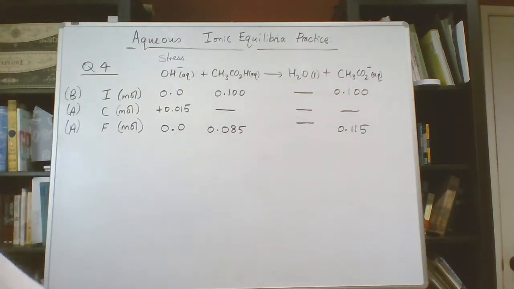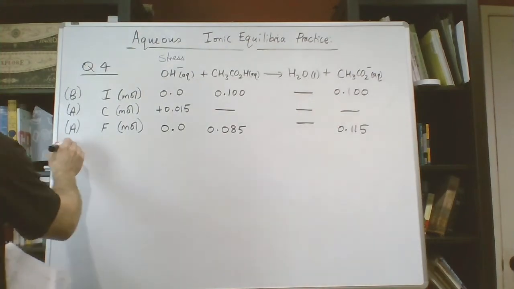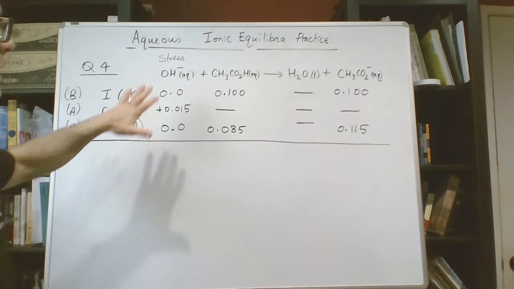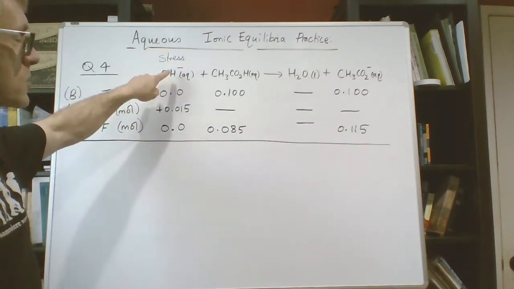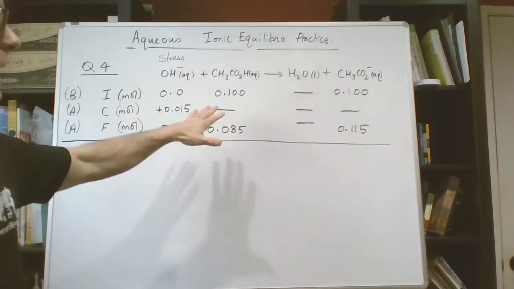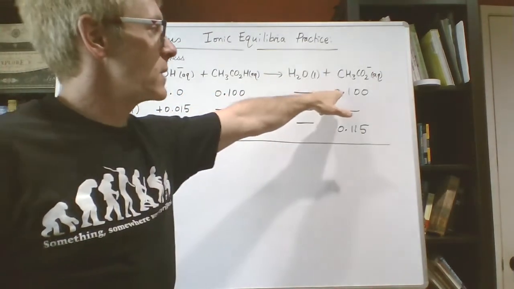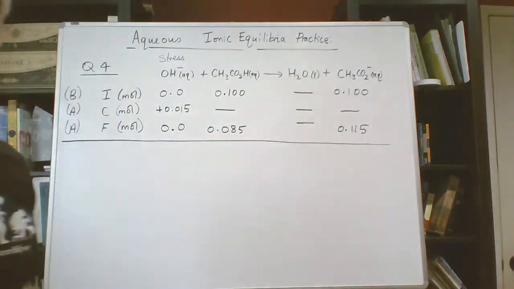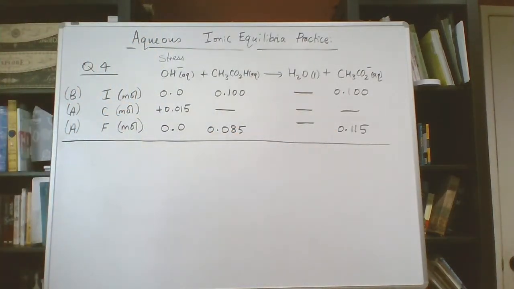And now I'm going to apply that to my ice table. So we can see that the strong stress, the strong base in this case, has had an effect on the buffer, and it's gone from an initial ideal 1-to-1 mole ratio to a non-ideal ratio. So I'm going to pause the video real quick, set up the ice table, and continue the question.